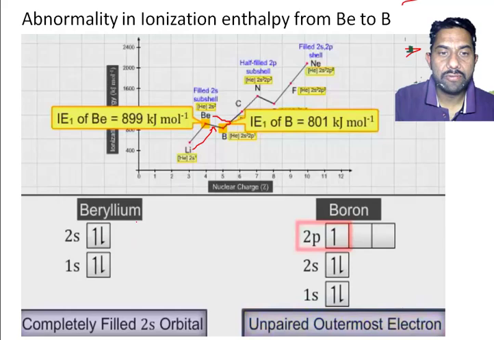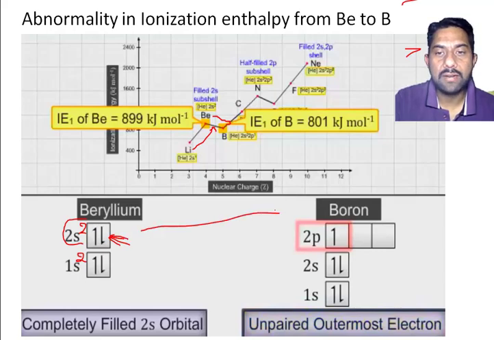Now analyze the electronic configuration of beryllium. Beryllium has 4 electrons. As a result, it will have 1s2 and 2s2 electronic configuration. So the electron now has to be removed from a fully filled 2s subshell. A fully filled subshell has greater stability, hence we have to provide more energy.